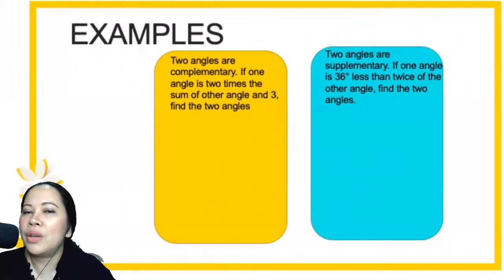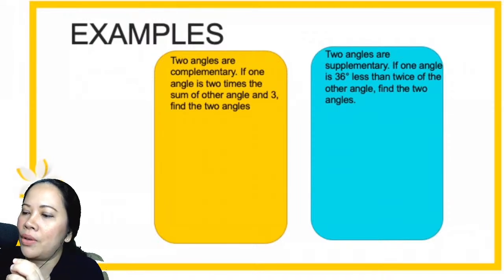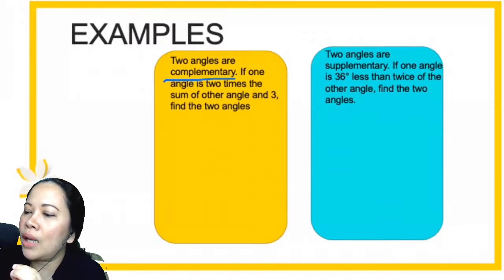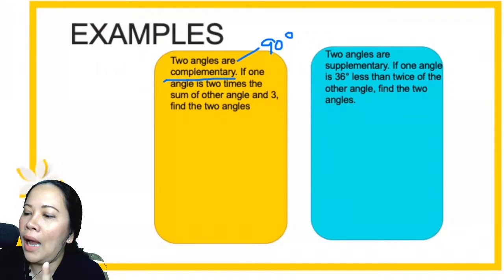All right. So if you are given questions or word problems, the first thing that you have to look for is the word complementary and supplementary. So you see it says two angles are complementary. That means that the two angles should be a total of 90 degrees. So if one angle is 2 times the sum of the other angle and 3, find the two angles.